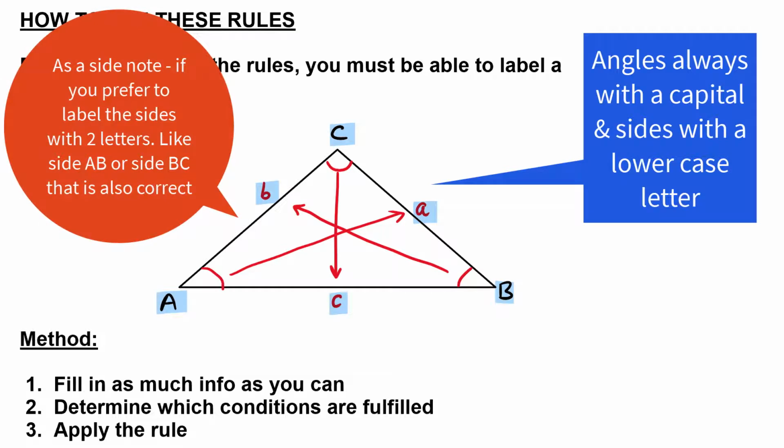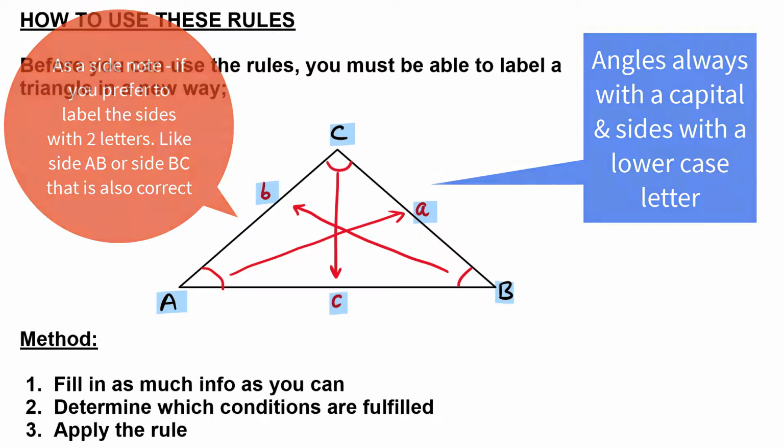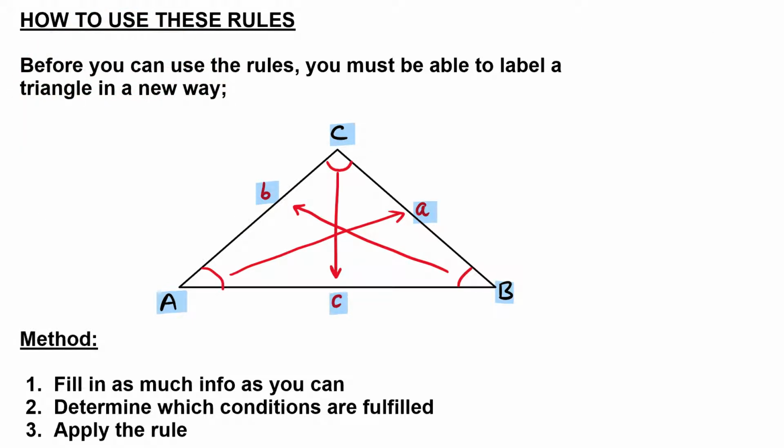And the method that you're going to use when applying each of these formulas is firstly to fill in as much information as possible. Then you need to determine what conditions are fulfilled in the given question. So if I give you a triangle, you need to look at it and say to yourself, what information am I given? And which one of the formulas does this information correspond to? And lastly then, you'll apply the rule in each given case. So now that we know how to label a triangle, as well as the methods that we're going to use, let's introduce the sine rule.